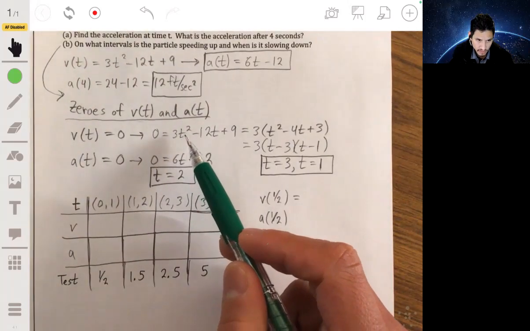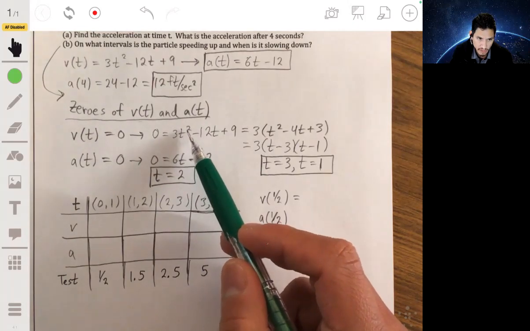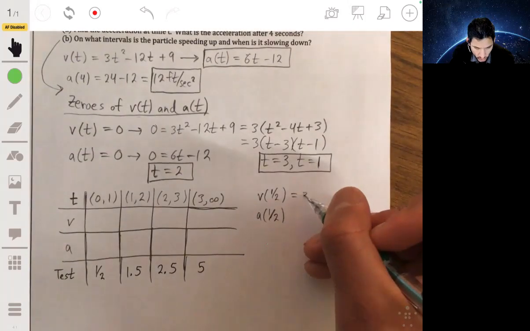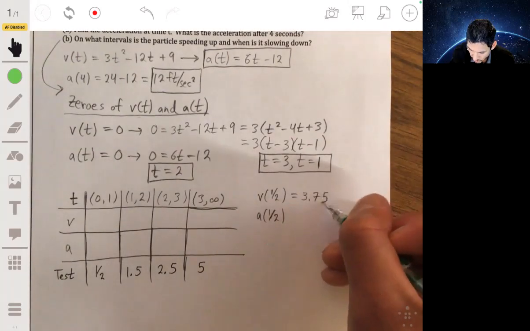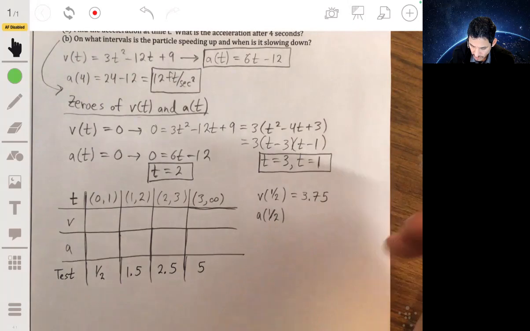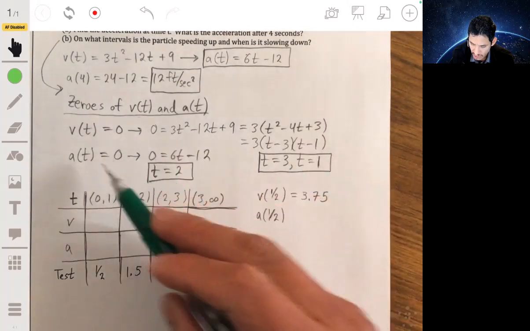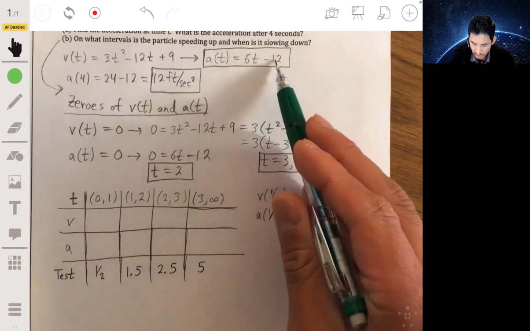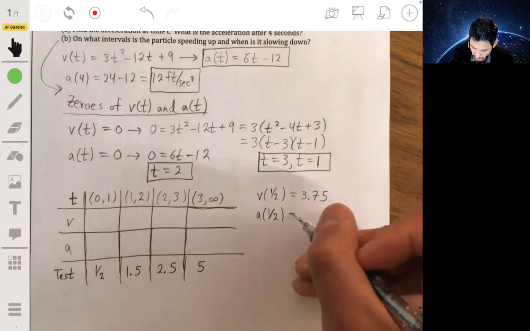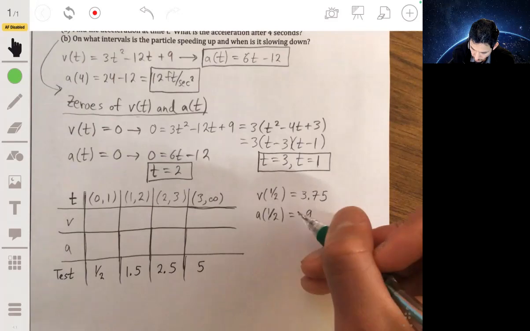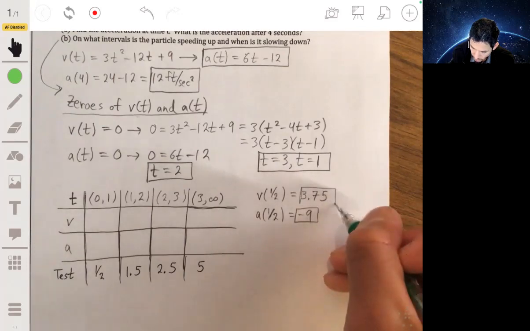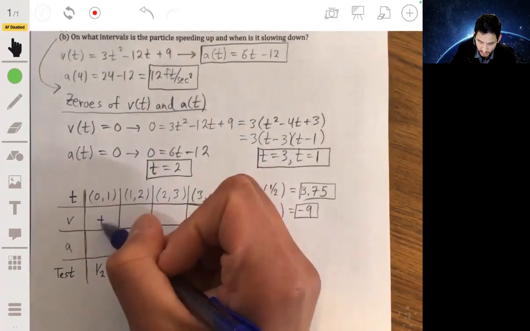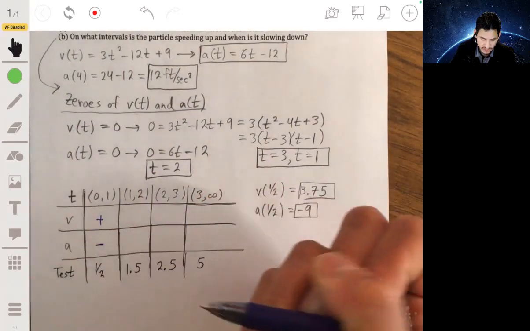I'll save you the algebra work, and I hope you just trust me. If you plug 1/2 into here, you'll get 3.75 as your velocity. If you plug 1/2 into a of t over here, you get 3 minus 12, so you get -9. So you get a positive value for velocity and a negative value for acceleration.